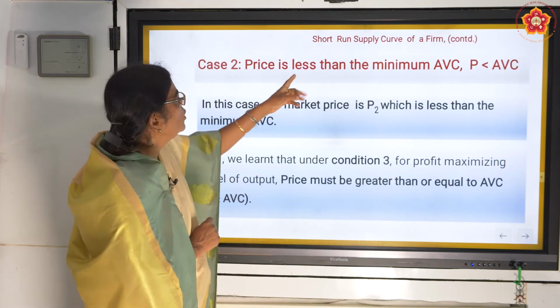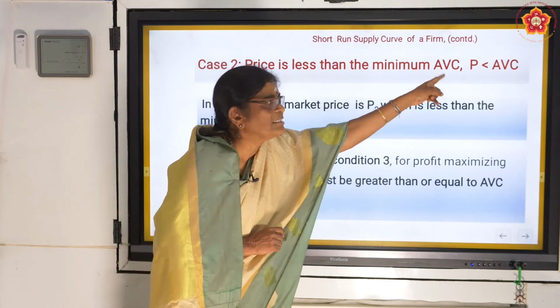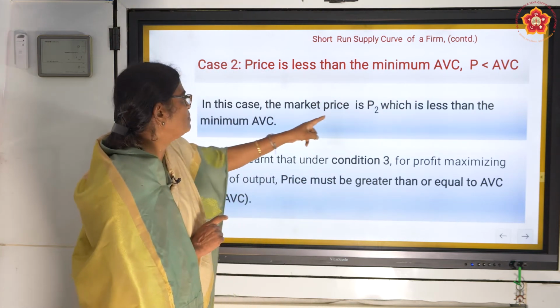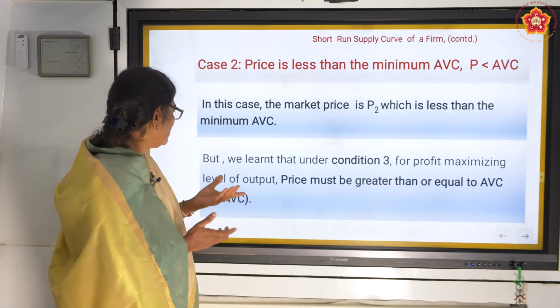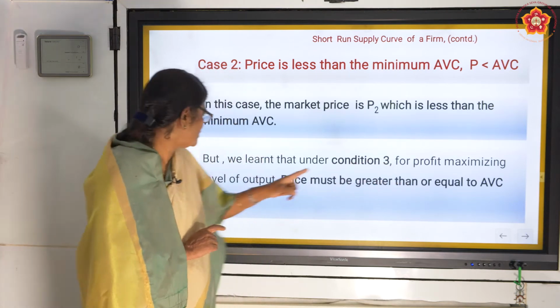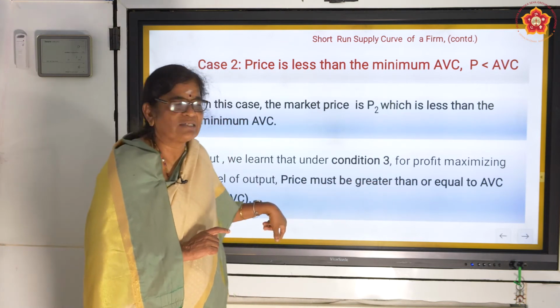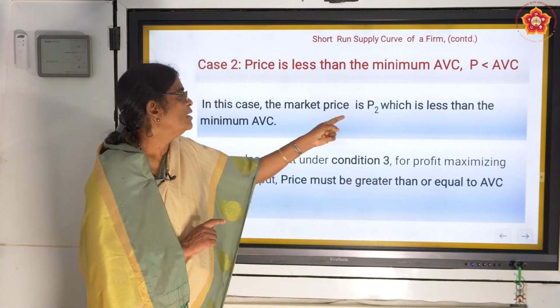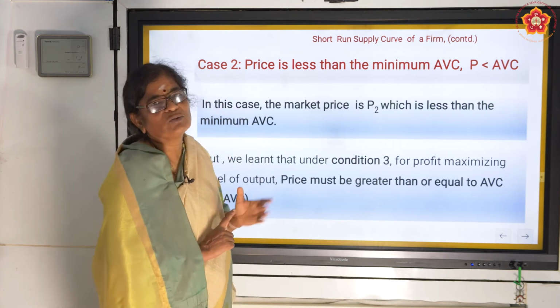And case 2, price less than the minimum ABC. In this case, the market price is P2, which is less than minimum ABC. What will happen? We have already learned under condition 3, for profit maximizing level of output, price must be greater than or equal to ABC. What is the condition here? Price is P2, less than ABC. In this condition, the firm is not going to produce.